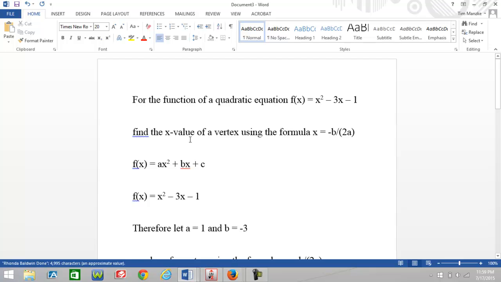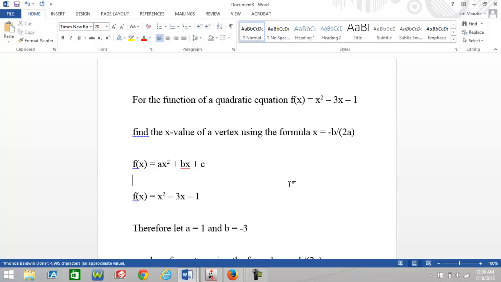There's a formula that you can use to find the x-coordinate of a vertex. And the formula we're going to focus on is this one right here: x equals negative b divided by 2a. That's the general formula coming from the setup of a quadratic equation, f of x equals ax squared plus bx plus c. That's the general form of any quadratic equation.